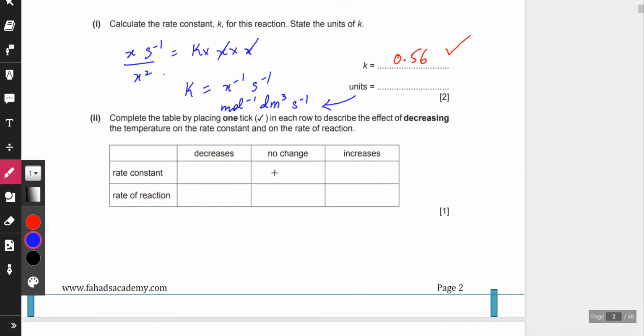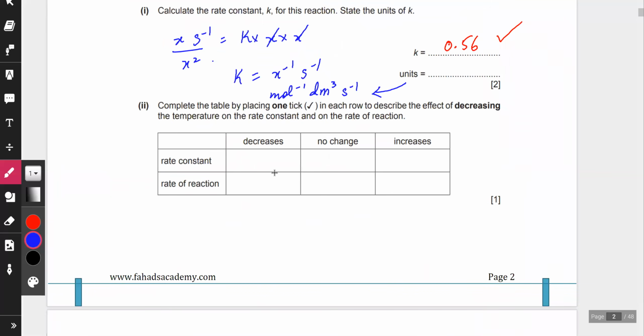Yes, sir. As a next part, complete the table by placing one tick in each row to describe the effect of decreasing temperature on the rate constant and the rate of the reaction. So I told you about this, that rate is dependent on the concentration of the reactants, right?